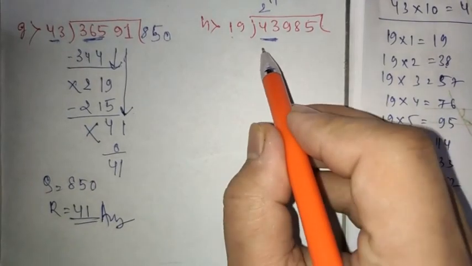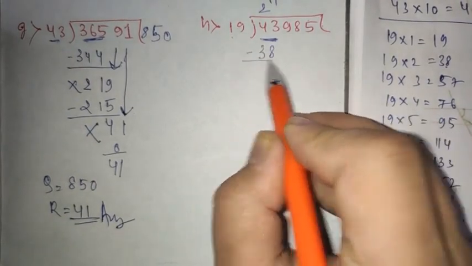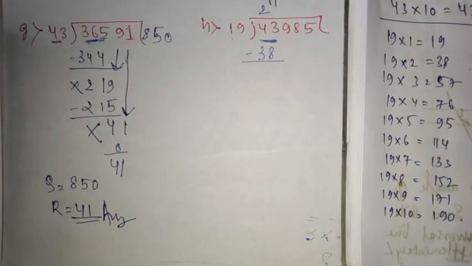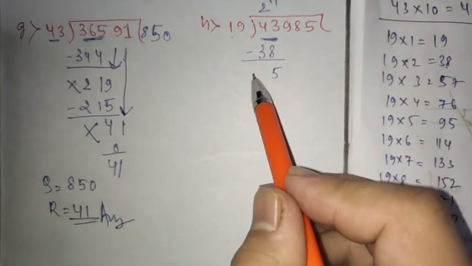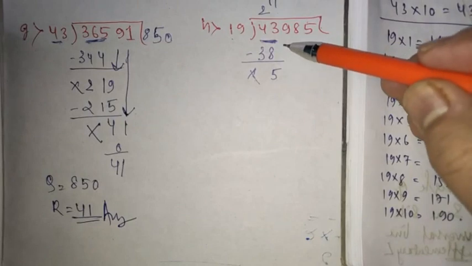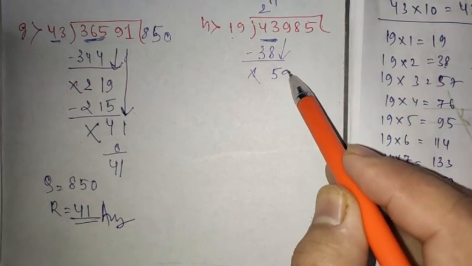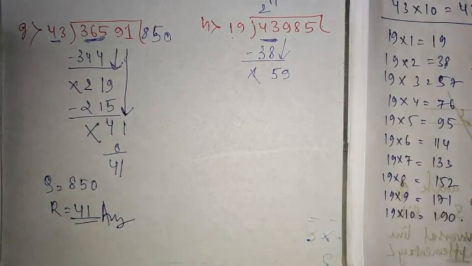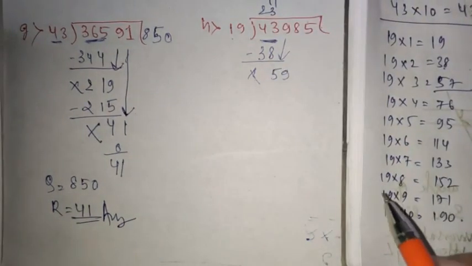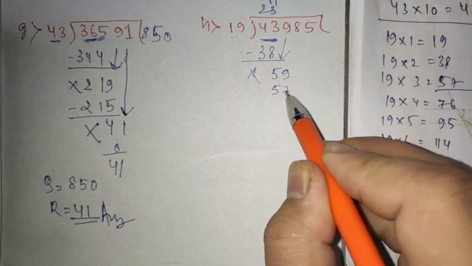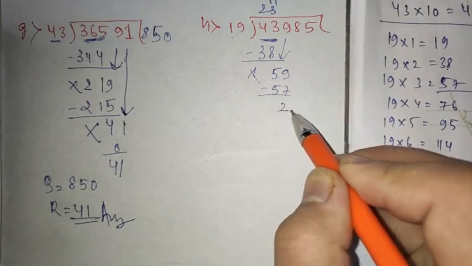19 2s is 38, right? So minus this. 13 minus 8 is 5, right? So 3 minus 3 becomes 0. So now what is coming down? Your 9 is coming down, right? So what is the proper number? 57. So 19 3s, all right? 19 3s is 57. So now subtract this. You are going to get 2.